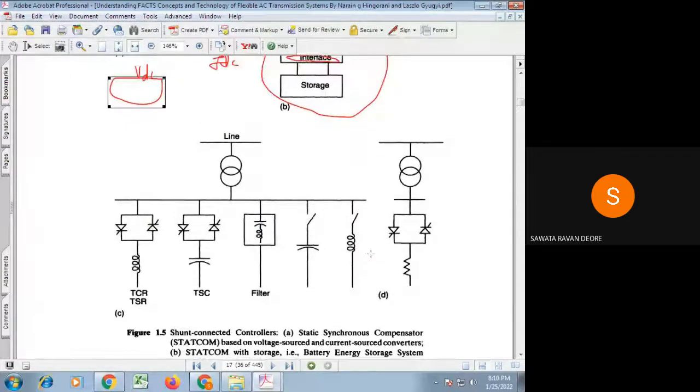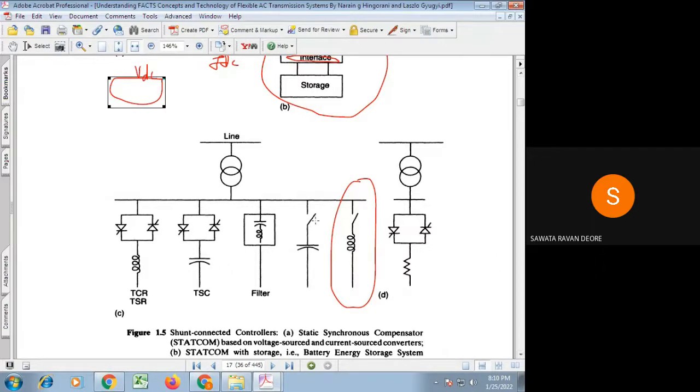Here are some examples, like damping resistor. First of all, we will see this is simple inductor, which is the sink of reactive power, means absorb the reactive power from the transmission line. By means of mechanical switch, we can control it. Means by closing that switch, we connect the reactor to the transmission line. By opening of switch, we can disconnect the reactor from the transmission line.